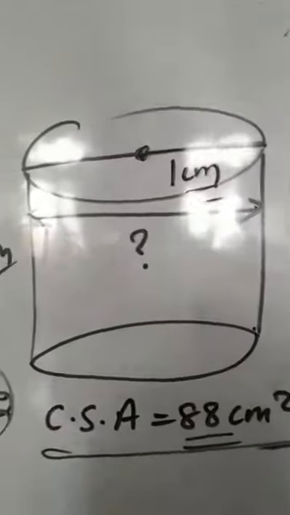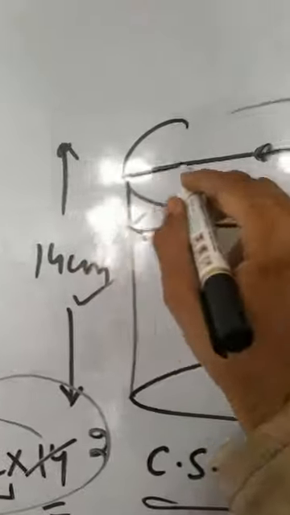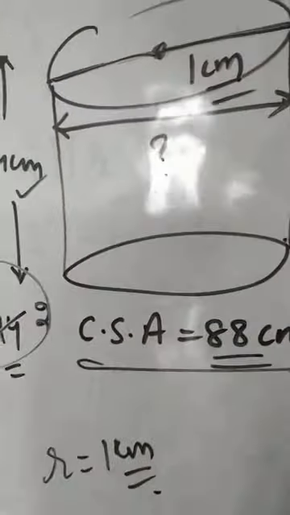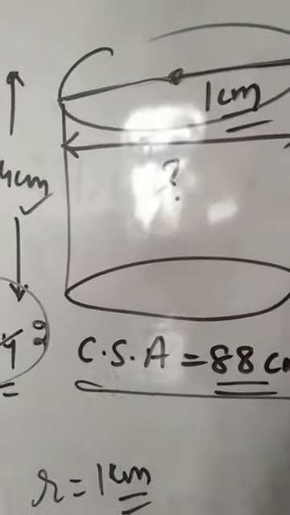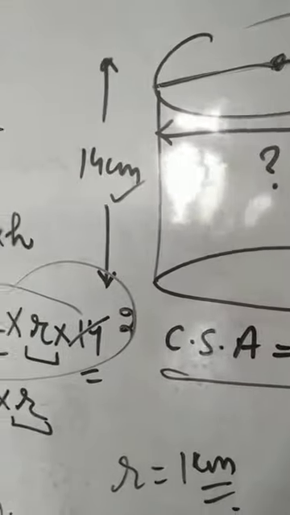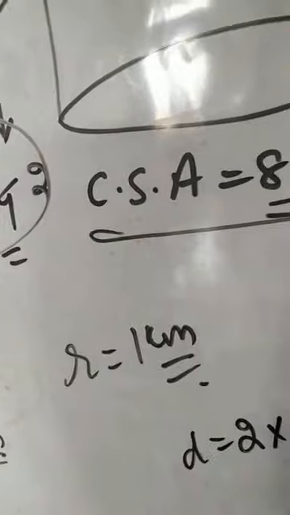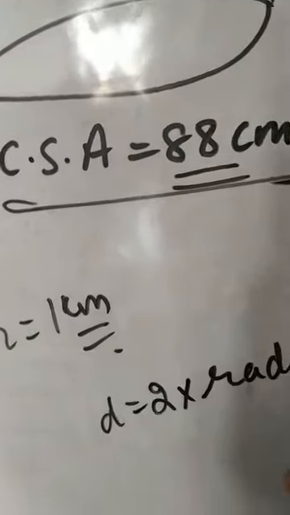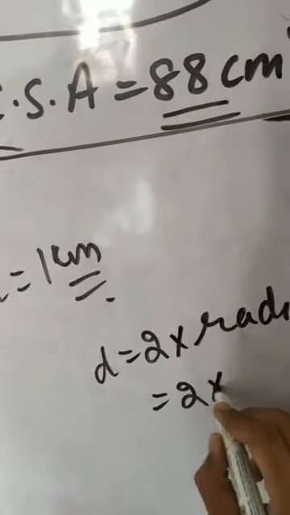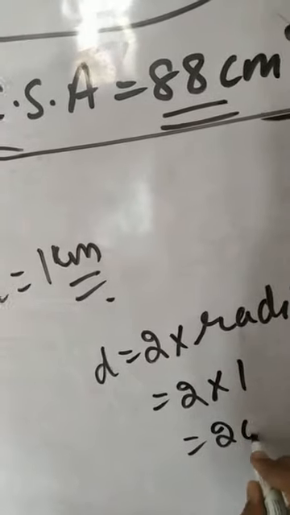But we have to find the diameter of this cylinder, which is double the radius. Diameter is equal to double of radius. So 2 into radius 1, so diameter is equal to 2 centimeters.